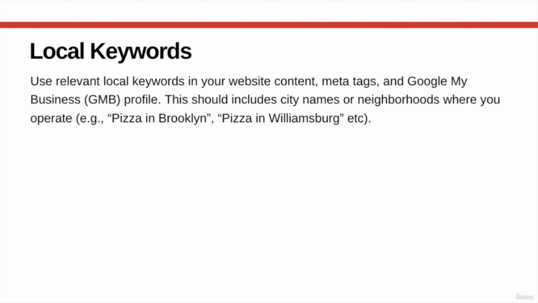Local keywords. Use relevant local keywords in your website content, meta tags, and Google My Business (GMB) profile. This should include city names or neighborhoods where you operate. Example, pizza in Brooklyn, pizza in Williamsburg, etc.